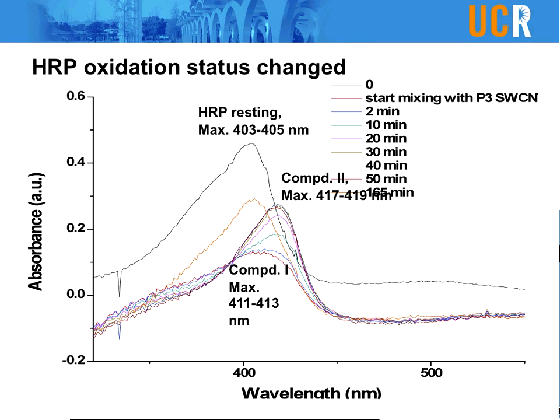So we could see that once we mix it with the carbon nanotube, it changed to compound 1. This is the 0, the HRP resting status. Once we mix it with carbon nanotube, it changed to the red curve, which represents the compound 1 spectrum. And later on it will change to compound 2, and then eventually it will go back to the native resting state.